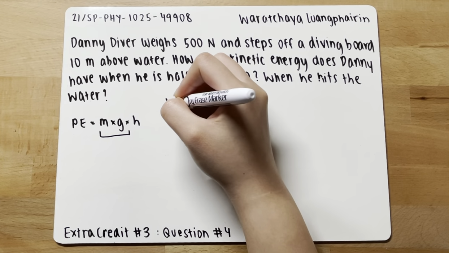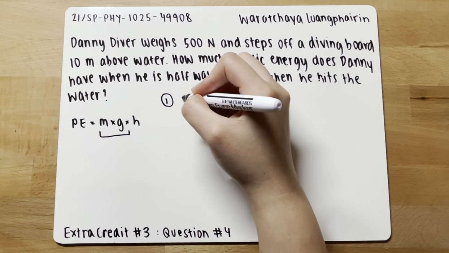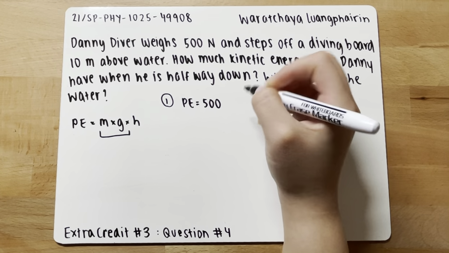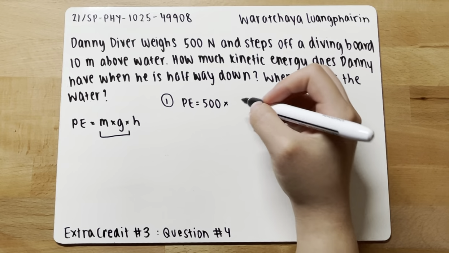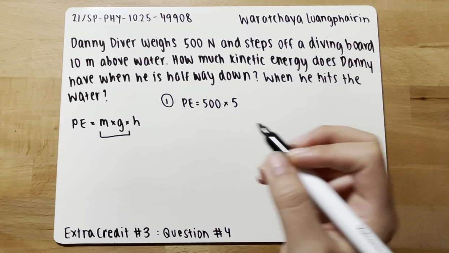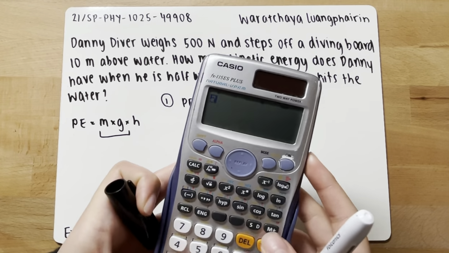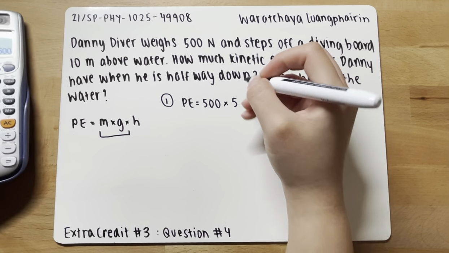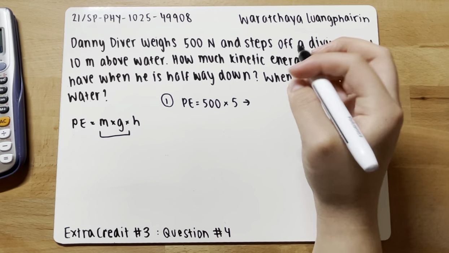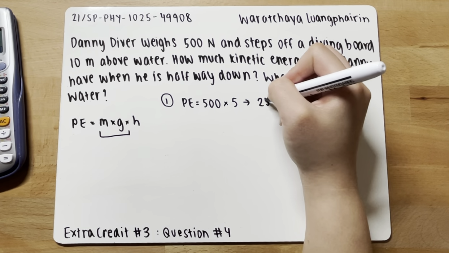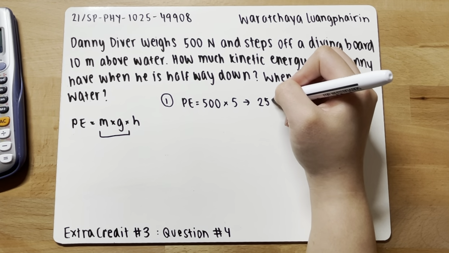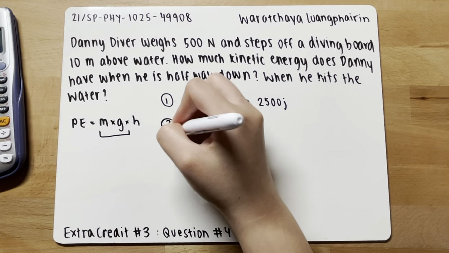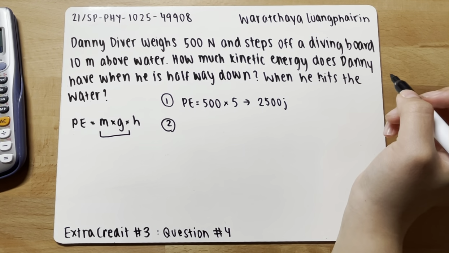So to answer the first part, it would be PE equals 500 newtons times 10 divided by 2, which is 5. Okay, and if you plug that into a calculator, times 5, you get 2,500. And energy is measured in joules, so Danny would have 2,500 joules.